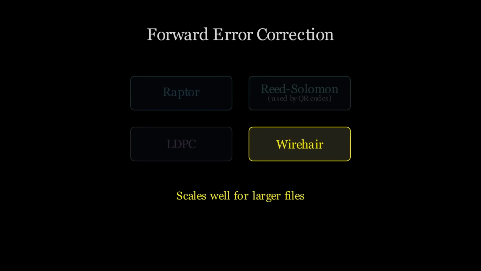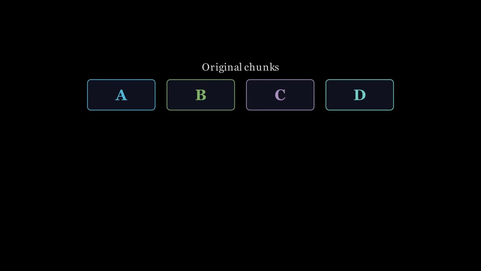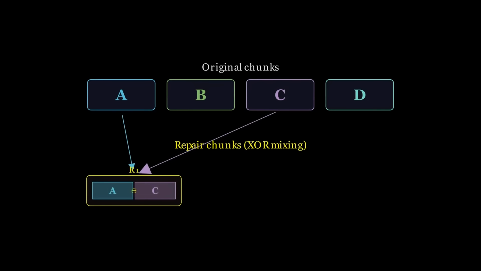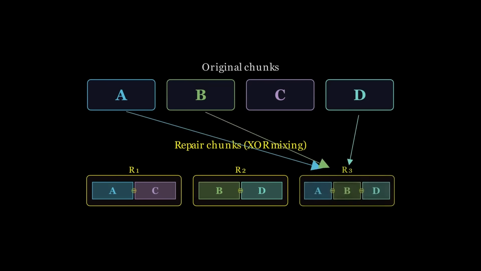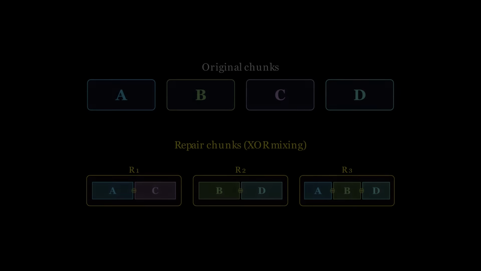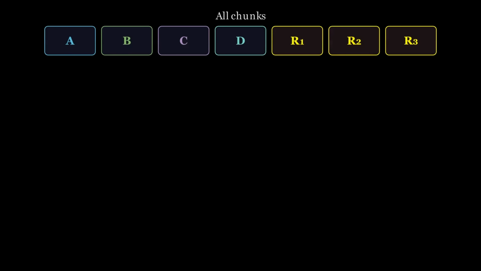Behind the scenes, Wirehair uses something called a fountain code, which is basically when you break your data into small pieces and then generate extra repair chunks for each piece. Each repair chunk isn't a copy, but a smart bitwise mixing of the original chunks together. You can think of it like a system of equations. One chunk might represent A XOR C, another B XOR D, another A XOR B XOR D. On their own, they don't mean much, but all together, they form a system of equations that you can solve.